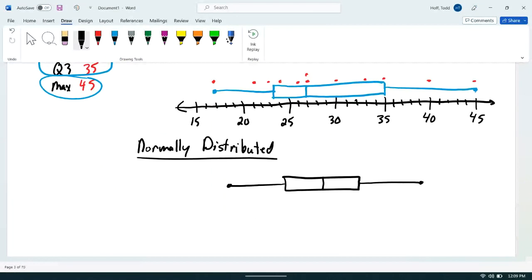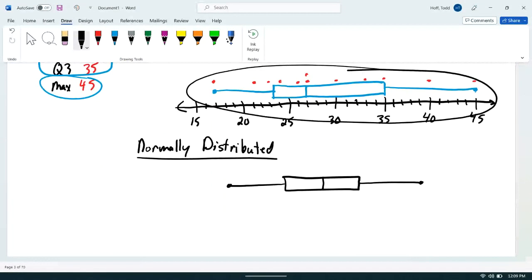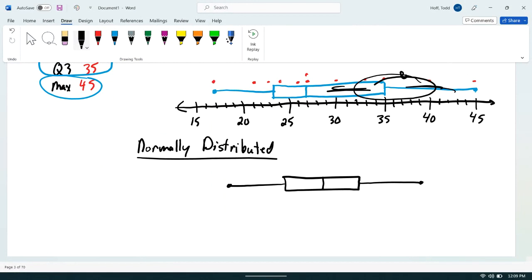So our plot up here is a little bit skewed. It's stretched out a little bit more on this side. Both this section and this section are stretched out more than the 2 sections over here, but it's relatively close. So you might be able to say that that's pretty close to being normally distributed, although obviously not perfectly normally distributed because it's not symmetrical.